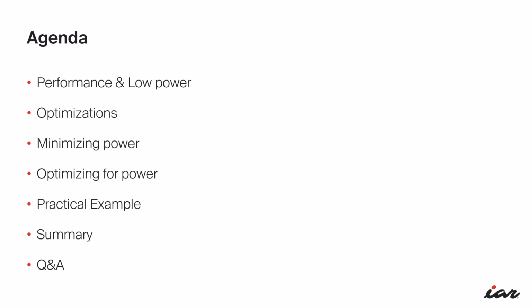So I will first start talking about performance and low power, or maybe better, performance versus low power. And then I move into the optimization of code. Moving on, I will then talk about minimizing and optimizing power. And to finalize, I will present a practical example. And at the end, we will have a summary.